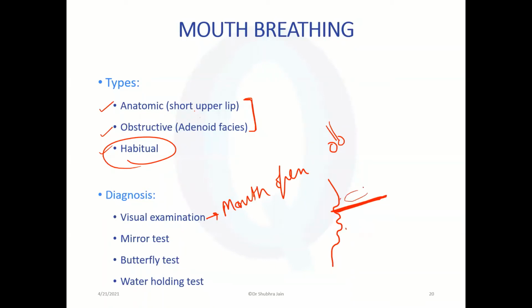If there is fogging on the upper side, the patient is a nose breather. If there is fogging on the lower side, the patient is a mouth breather. Butterfly test: you place a whiff of cotton here. If the cotton goes up, then it is a mouth breather. If the cotton goes down, it is a nasal breather.